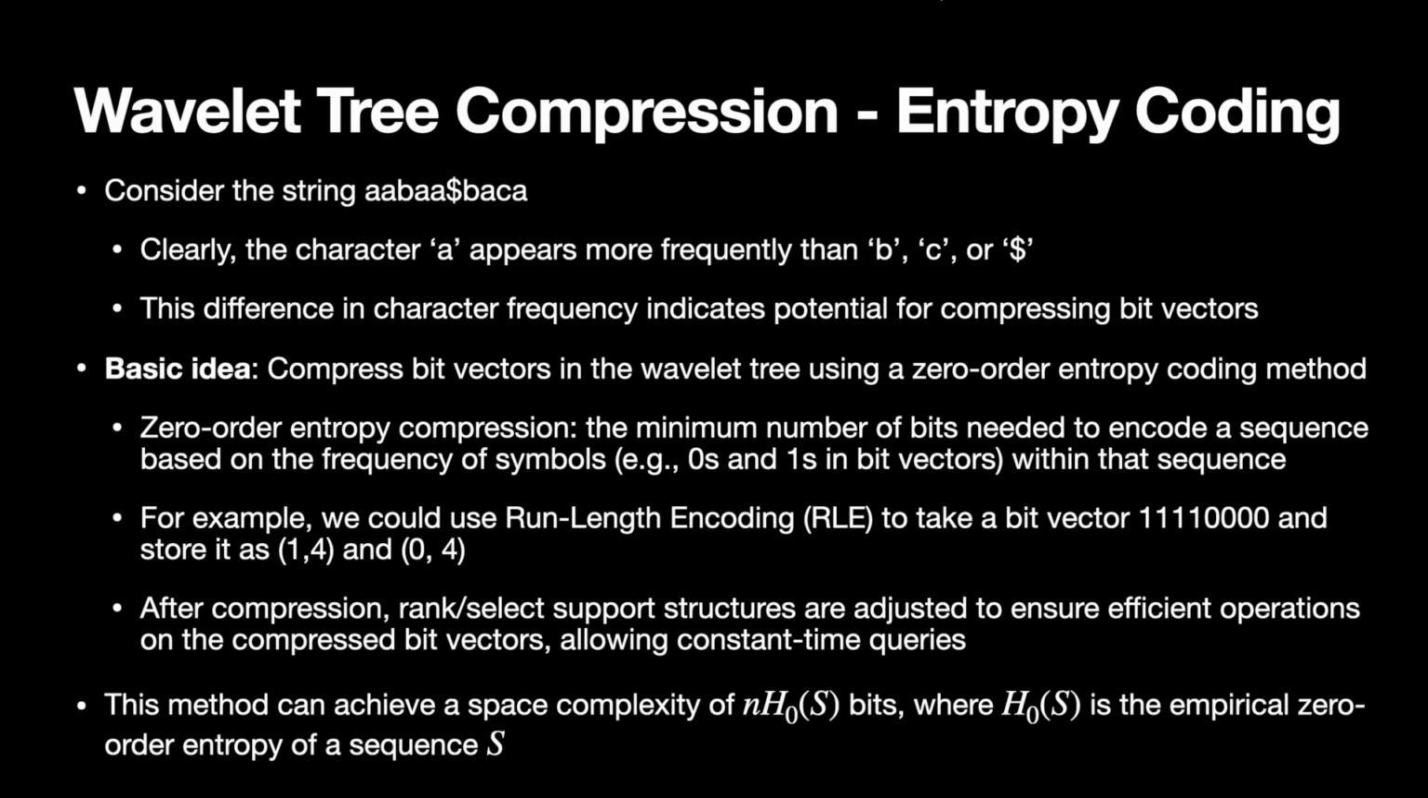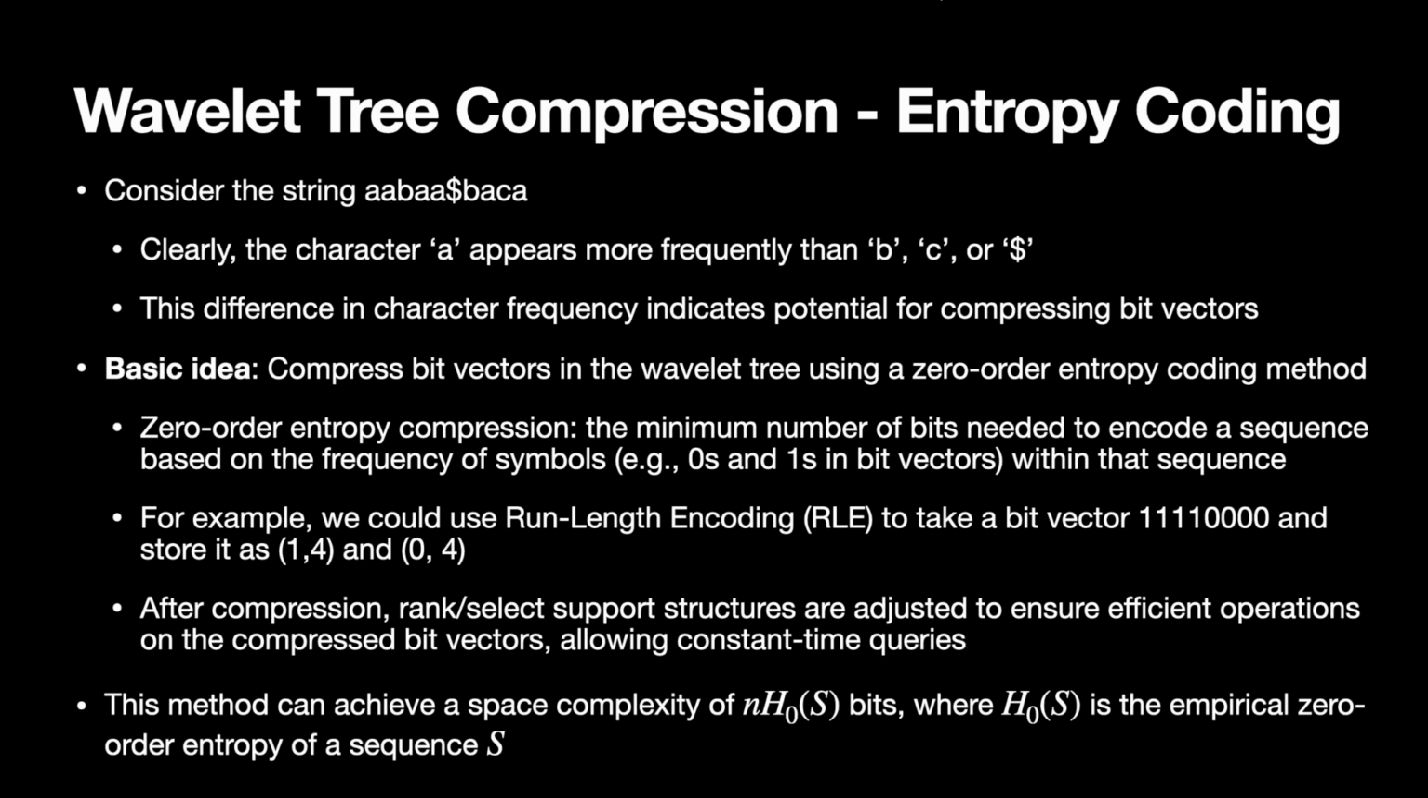So the basic idea is to compress the bit vectors in the wavelet tree using a zero-order entropy coding method like run length encoding. Zero-order entropy compression explains the minimum number of bits needed to encode a sequence based on the frequency of the symbols. In our case, we have bit vectors, so we're just thinking about zeros and ones. So we can use run length encoding to take a vector which looks like 11110000 and store it as 1404, meaning there are 4 ones followed by 4 zeros.